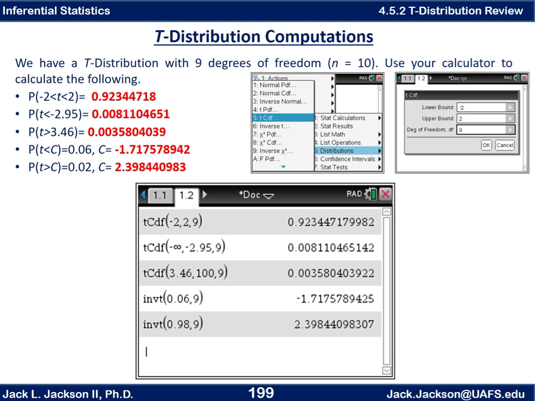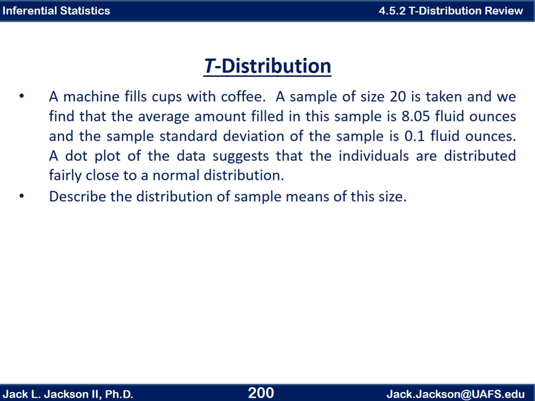Okay, so if we have a real-world problem like this, a machine fills cups with coffee, a sample of size 20 is taken, we find the average amount filled in the sample is 8.05 fluid ounces, the sample standard deviation is 0.1 fluid ounces. A dot plot of the data suggests that the individuals are distributed fairly close to a normal distribution. Describe the distribution of sample means.